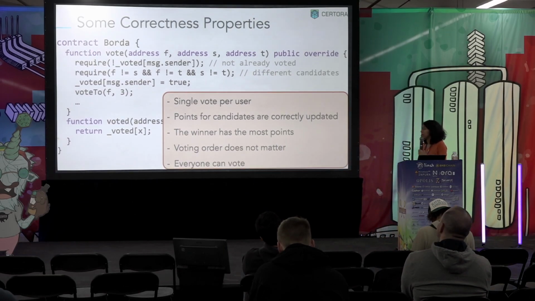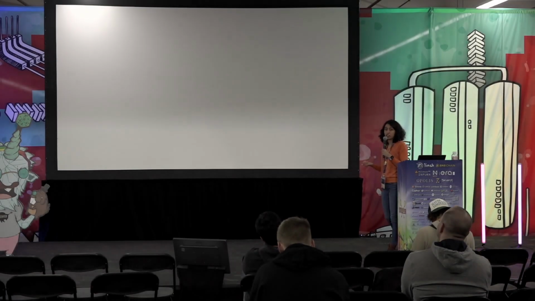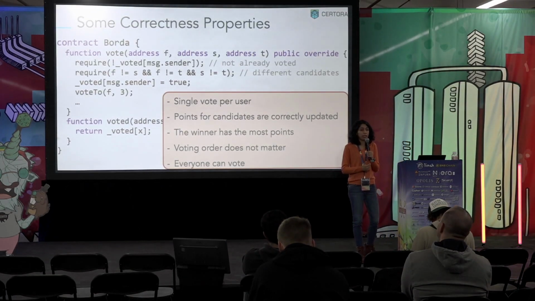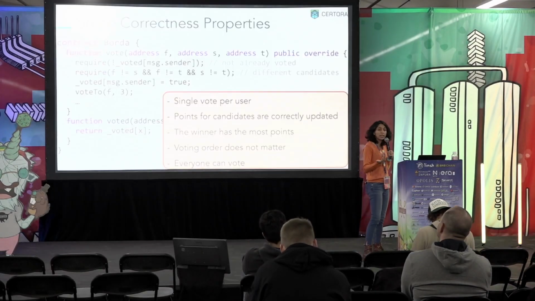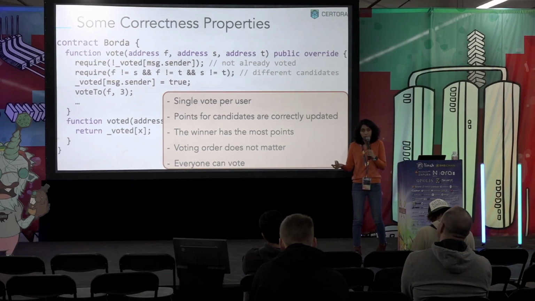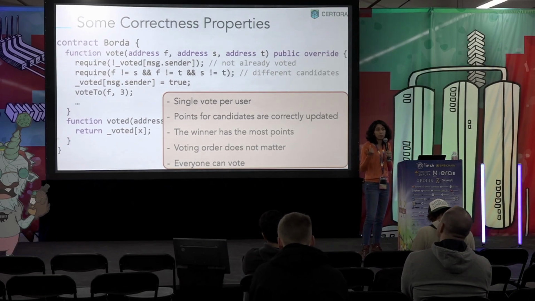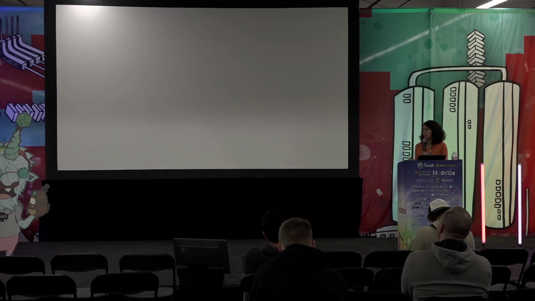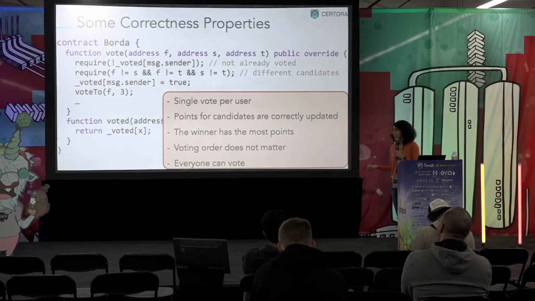One other property is that maybe the voting order should not matter, right? I can be voting in any order, but still the winning candidate should always be the same. And the final property that I could think of is everybody should get a chance to vote. No other address should be able to control your ability to vote. So these are some properties that you can check using formal verification.